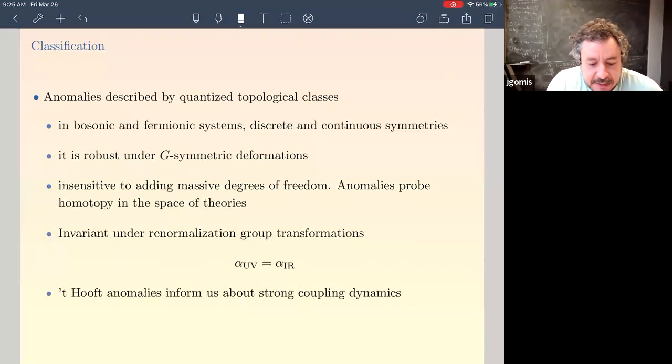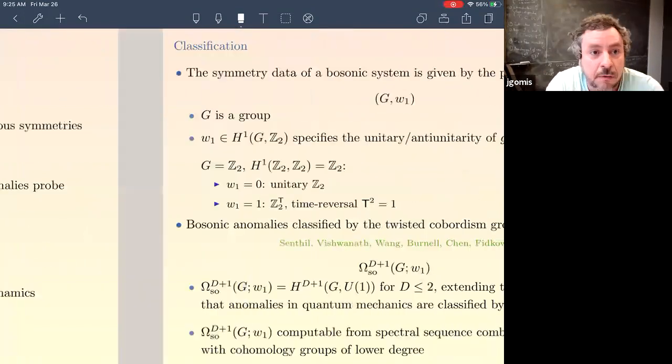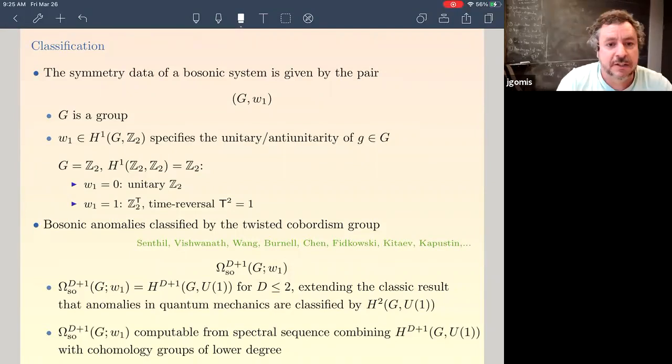Since they're robust under G-symmetric deformations, in particular, they are renormalization group invariants, so that if you have an anomaly in the ultraviolet, it will have to be reproduced in the deep infrared, where typically you don't know what you're talking about because the system is non-perturbative. And as I said, this allows us to inform us about the strong coupling dynamics of systems that have 't Hooft anomalies. Okay. So now let me tell you a little bit about the mathematical classification of 't Hooft anomalies, starting with the classification of anomalies for bosonic systems.